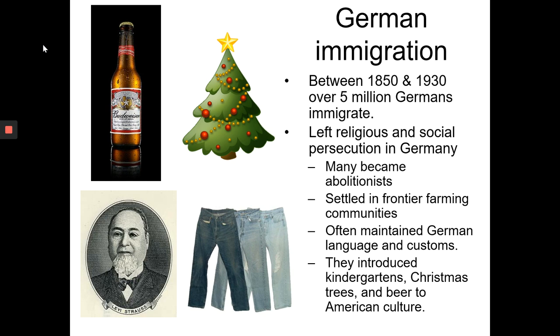Germans are much like the Irish as well. The place they're not going to go is the South. There's very few German immigrants in the South. They're here, don't get me wrong, but they're much more likely to be found in the Northeast or the American West. Morally, they are much more likely to be abolitionists. They are also much more likely to try to maintain their original language, their original customs. They did bring the Christmas tree to America, for instance, though.